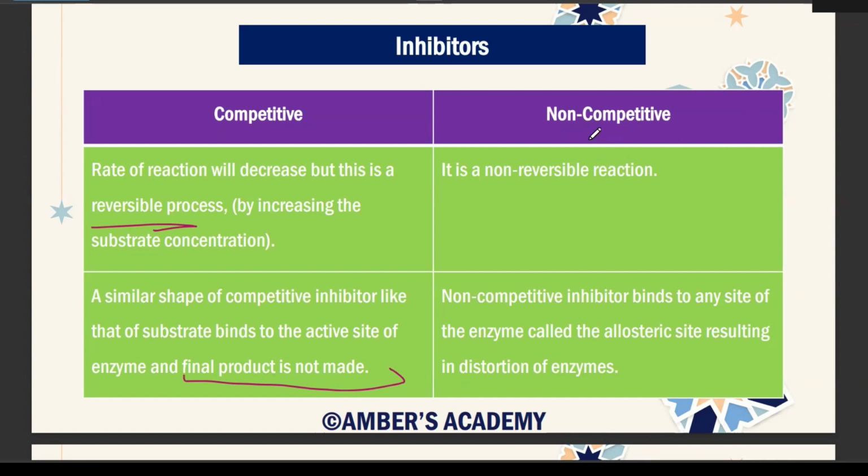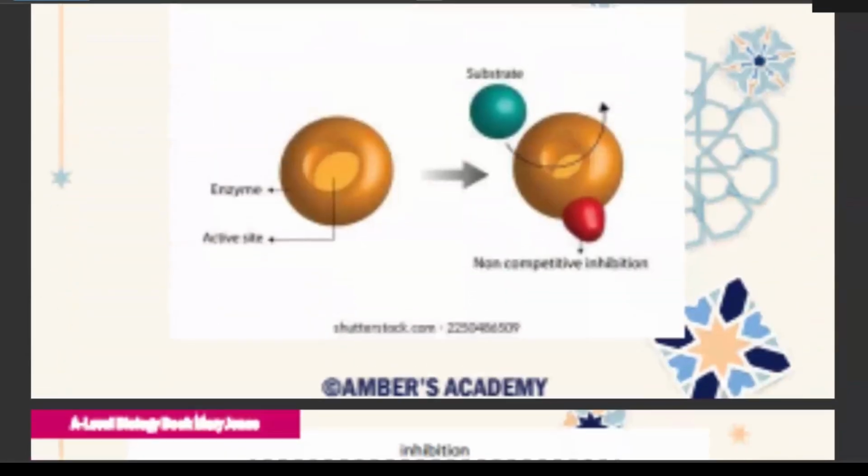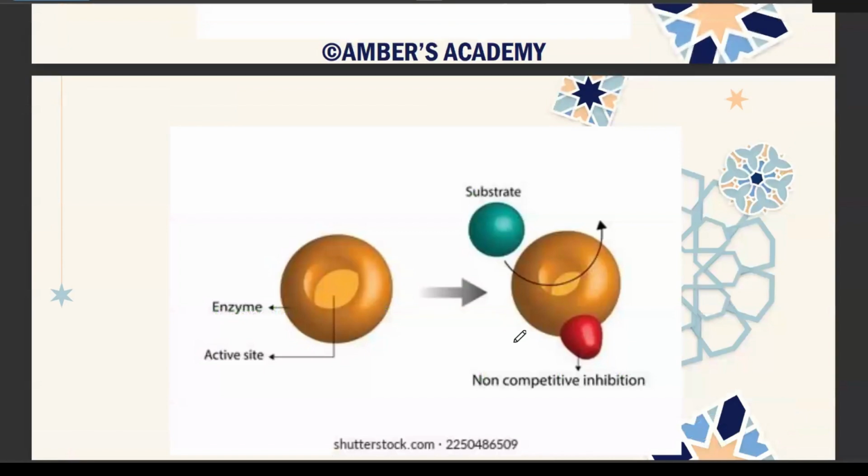While a non-competitive inhibitor is an inhibitor which is not complementary to the shape of the active site. Rather, it binds to any other site of the enzyme, and any site of the enzyme other than the active site is known as the allosteric site. It often comes in your paper that any site other than the active site of an enzyme is known as the allosteric site. So in non-competitive inhibition, the inhibitor binds with the allosteric site of the enzyme, and it results in the distortion of the enzyme. So this is how non-competitive inhibition takes place.